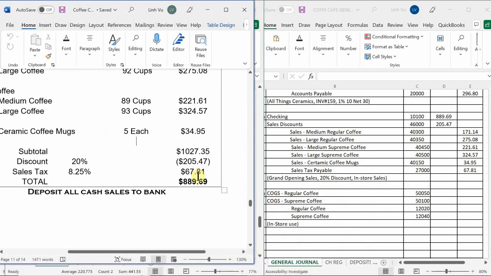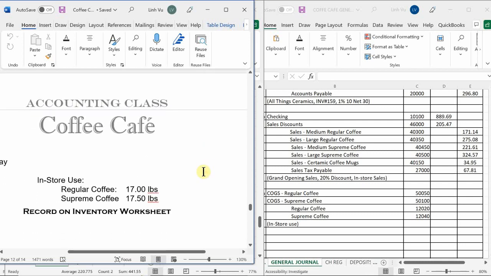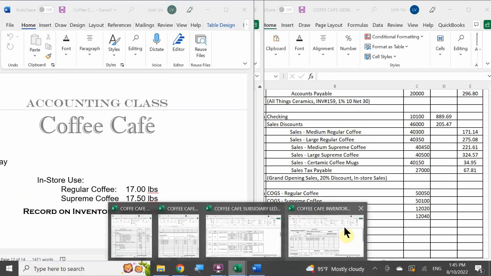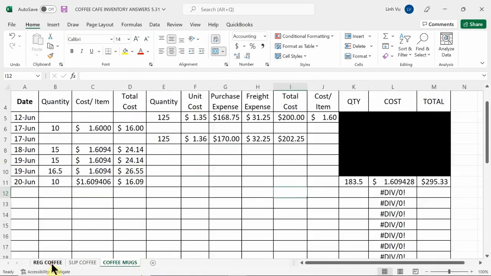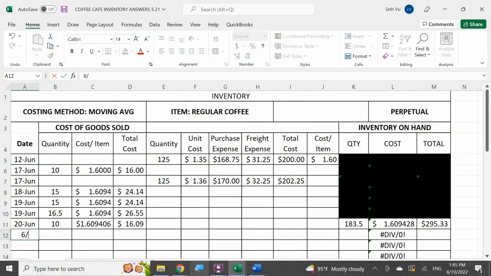Okay. So in this case, let's see, we already deposited the money in the bank, so we now need to update our inventory. So for this in-store sales, we used a total of 17 pounds of regular coffee and 17 and a half pounds of the Supreme coffee. So 17 pounds at what average cost?